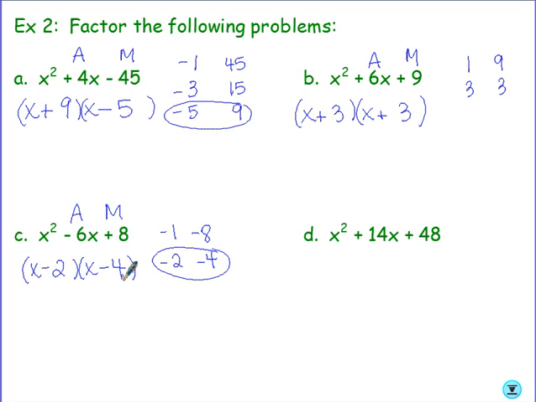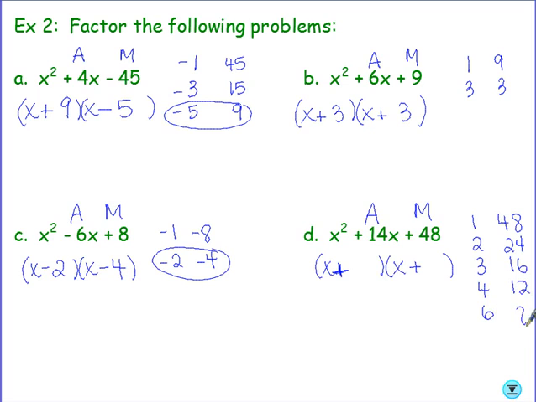Finally, multiply to give you 48, add to give you 14. M is positive, A is positive. That means we have two positives. 48 is 1 and 48. 48 divided by 2 is 24. 48 divided by 3 is 16. 48 divided by 4 is 12. And the only other pair that goes into 48 is 6 and 8. Of those 5 pairs, the pair that adds up to 14 are those guys.